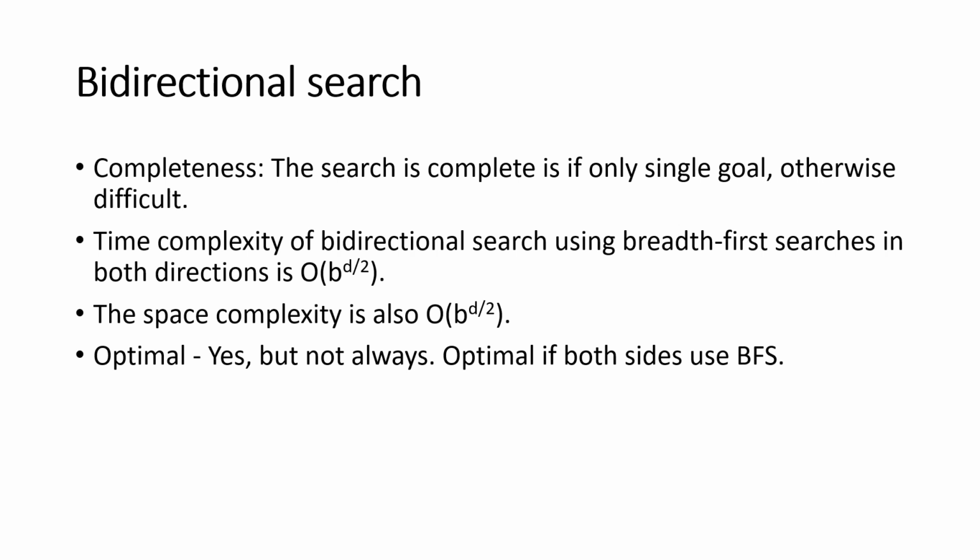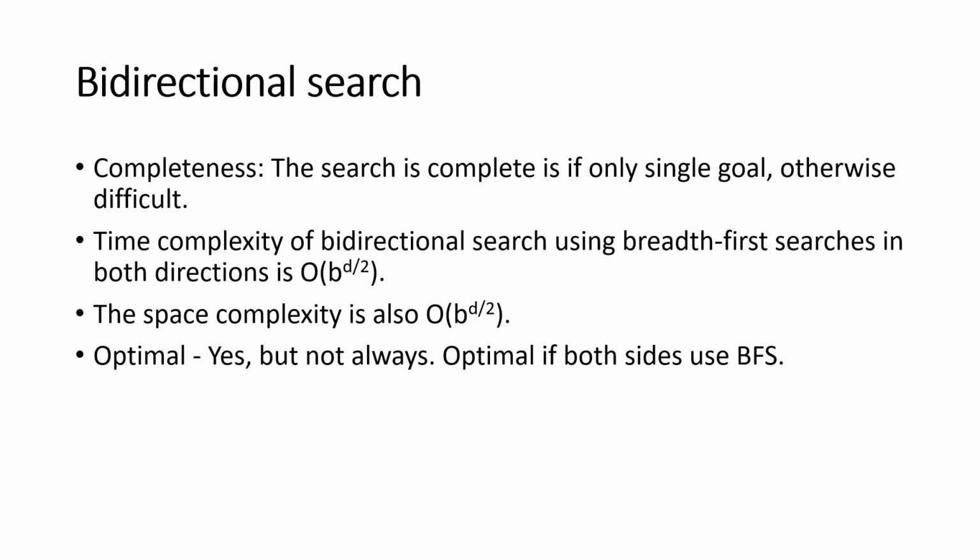Next, we will see space complexity. Space complexity is similar to BFS, that is b to the power d by 2. Here, forward search and backward search both happen in parallel, and each will explore half the nodes. So we can say that it will be b to the power d by 2. This is because both frontiers must be stored in memory for intersection checking.